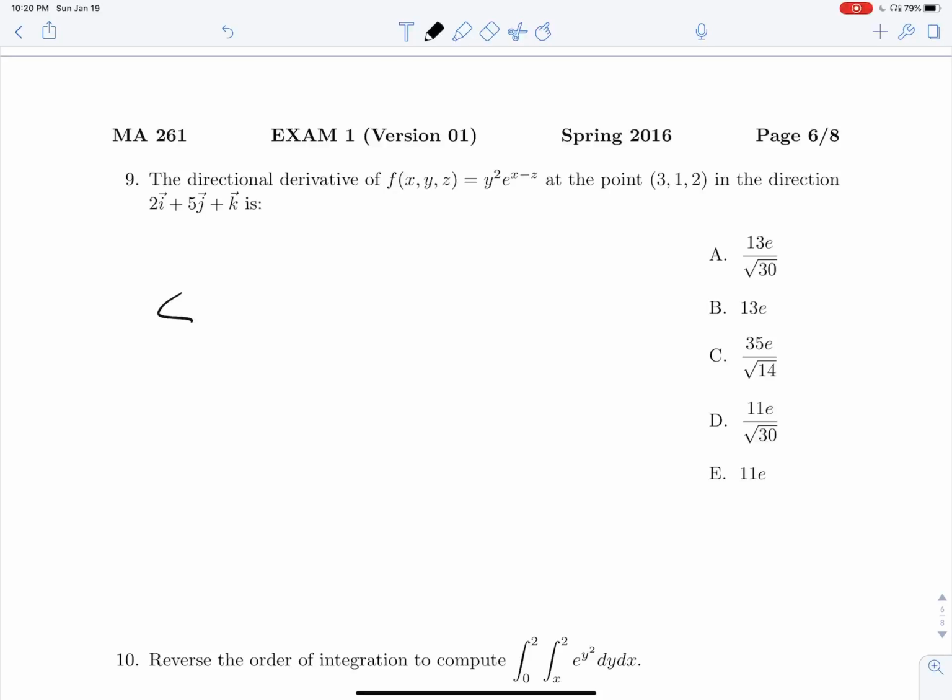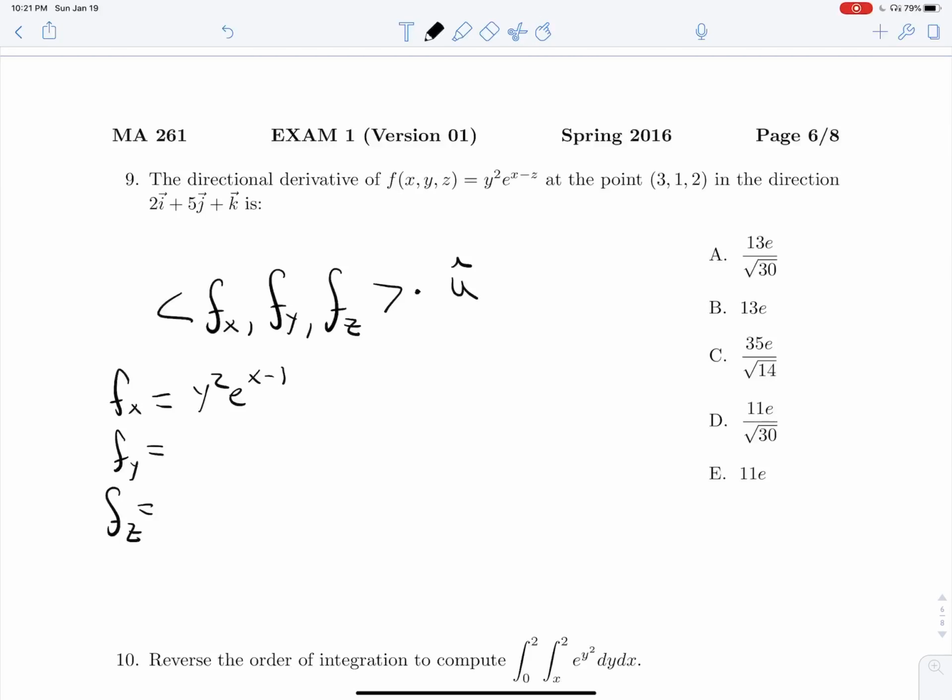All this is going to be is the gradient vector, fx, fy, fz, dotted with the unit vector of the direction that we are pointing in. So let's figure these out. fx, fy, fz, we can all solve for relatively easily. We will get y squared e to the x minus z, nothing's changing there, 2y e to the x minus z, and negative y squared e to the x minus z. And we can go ahead and evaluate these at our point, which is (3, 1, 2).